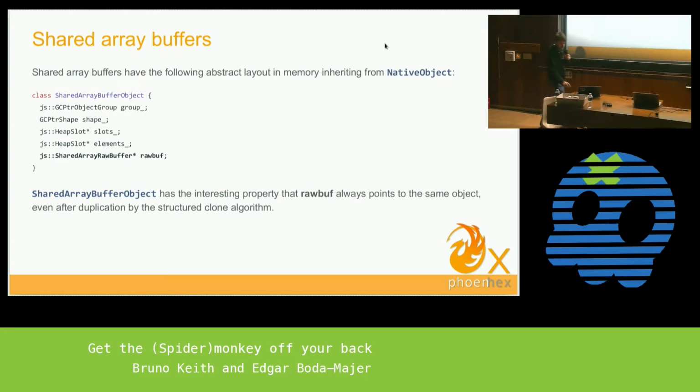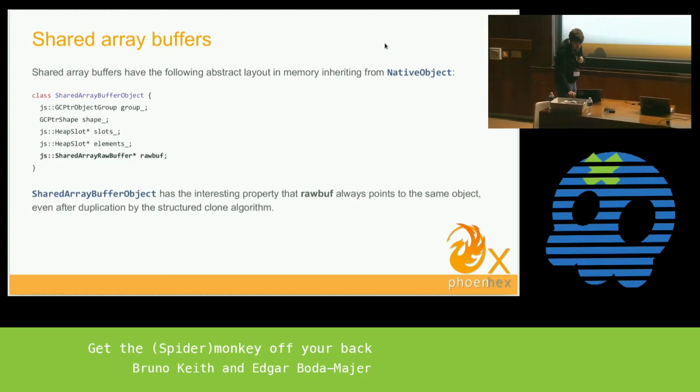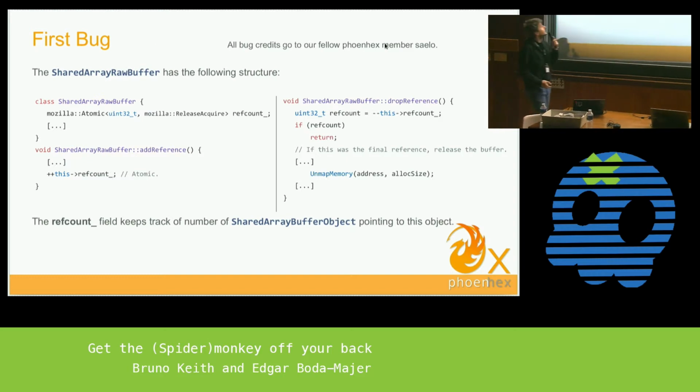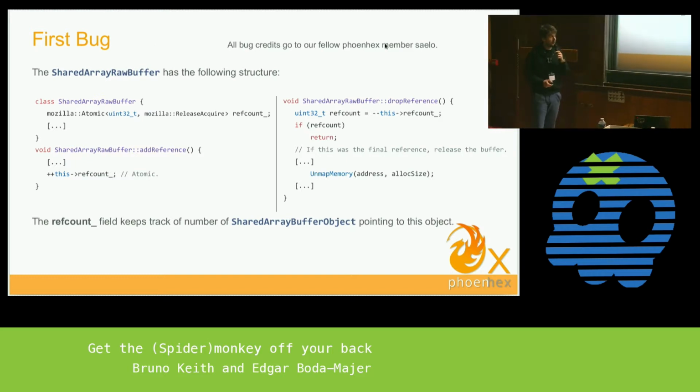And well, that's all we need to know basically to find the bug. So let's look at some of the code of the shared array raw buffer. Since it's raw memory that has several references to it, it keeps a ref count here. And the ref count is basically just a uint32. Each time you send a shared array buffer, it gets copied. Well, the structured clone algorithm will call add reference, which will increment the ref count.